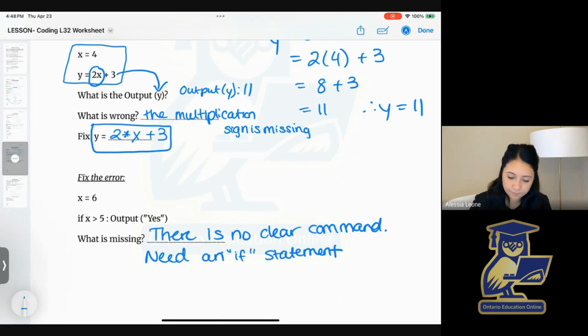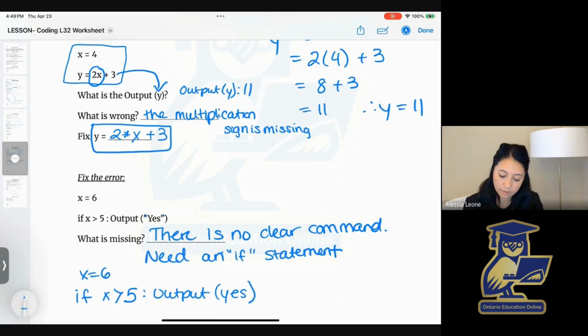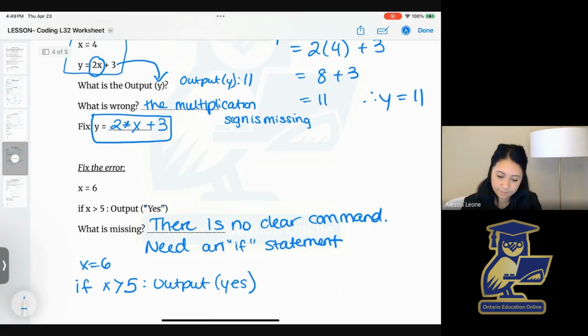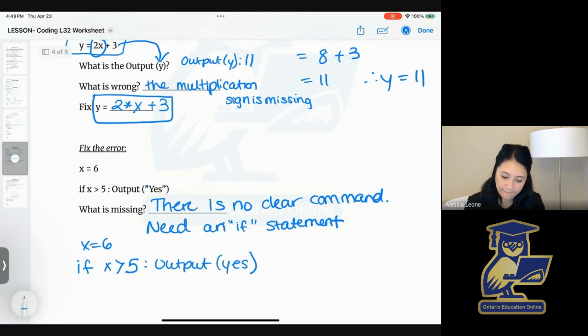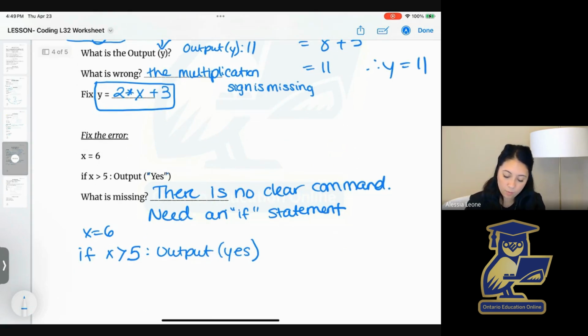Now, okay, so we have our x is 6. Okay, if x is greater than 5, I'm going to write output yes. And I'm going to take away the quotation marks. Okay. And now, oh, sorry.